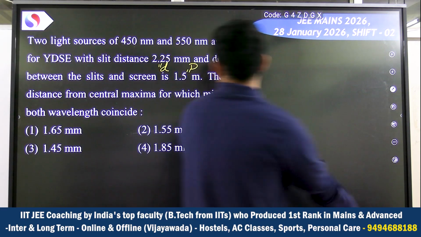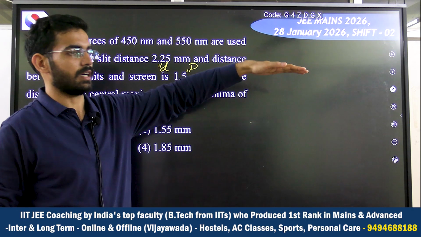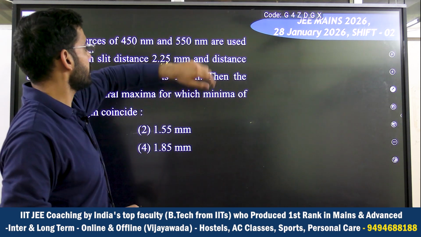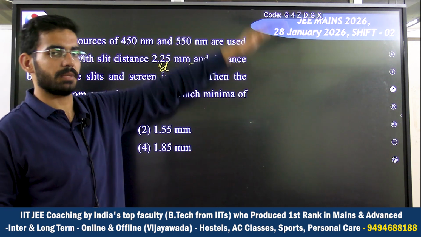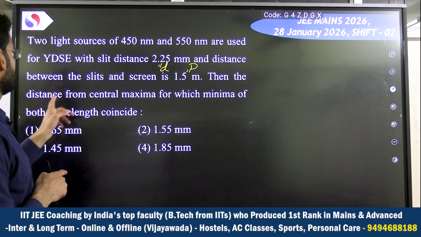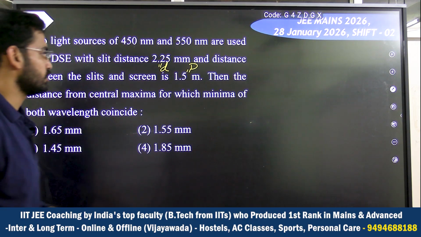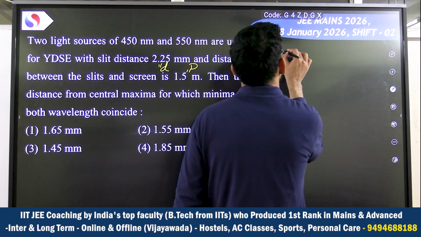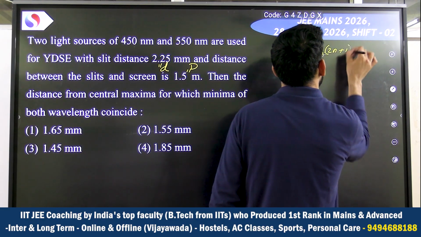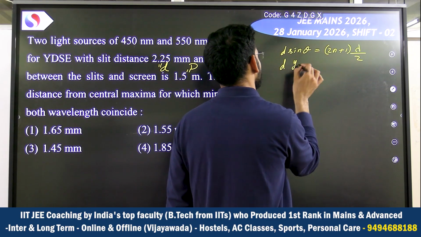So he is asking, for 450 nanometer, the minima and maxima will exist at different y, and for 550 nanometer, minima and maxima will exist at different points. So at some distance from the central maximum, at y not equal to 0, both minima will coincide, right? If you remember, d sin theta is equal to (2n plus 1) lambda by 2, right? Sin theta is tan theta, that is y by capital D.